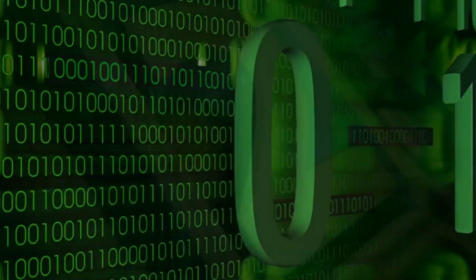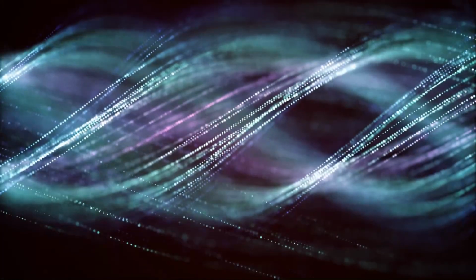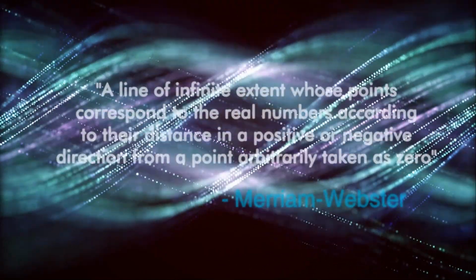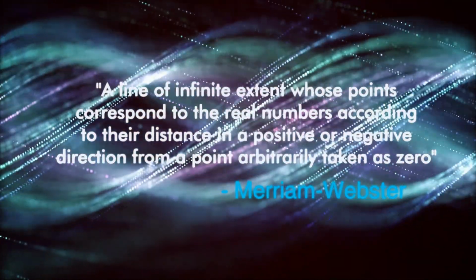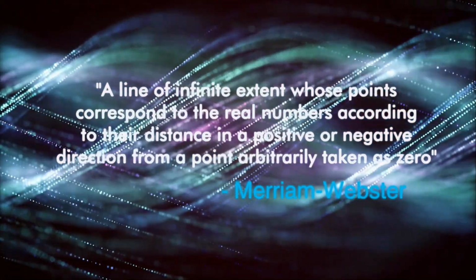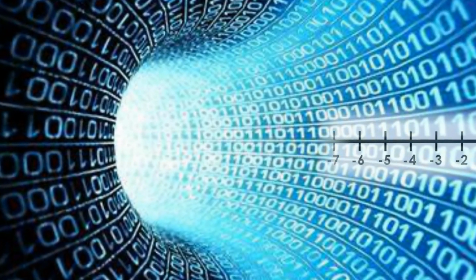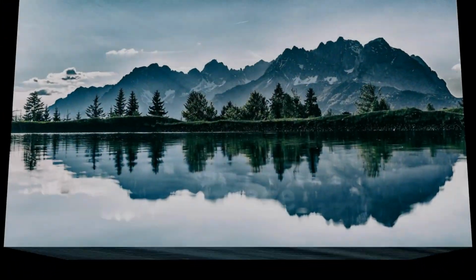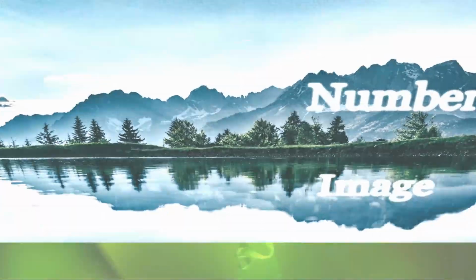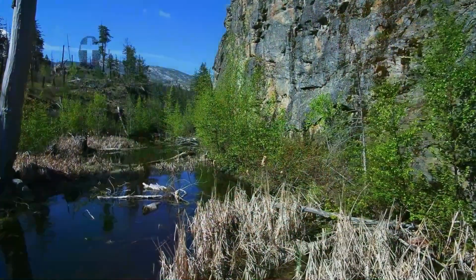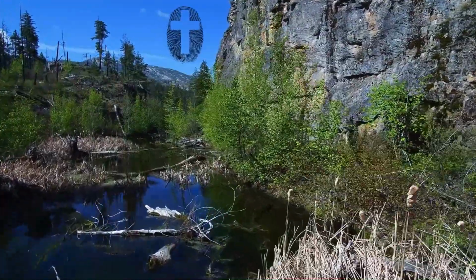To understand the number 11, we need to start with the number line system. And what do I mean by that? Well, a line of infinite points that correspond to real numbers according to their distance in a positive or negative direction from a point, taken as 0, which simply means a line that contains all numbers in numerical order. However, because this particular number line pattern has various subtopics, we will only look at two, image and numbers, which will help us to pin down what 11 truly means with regards to God's unique fingerprint within nature.